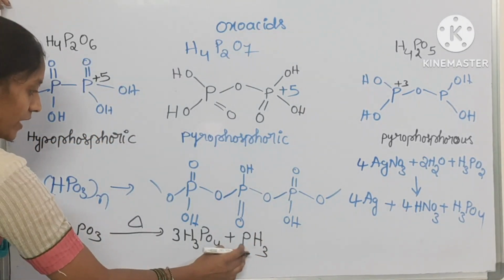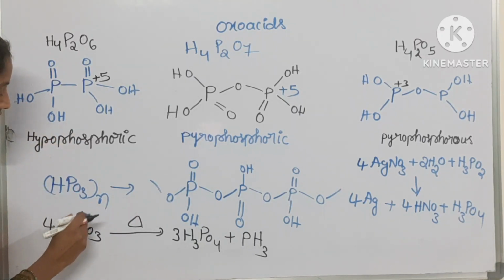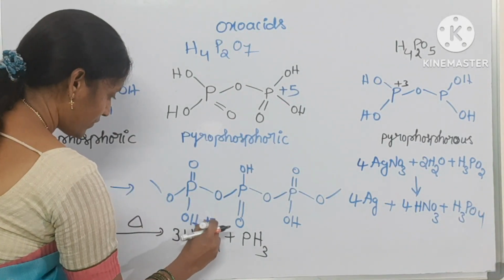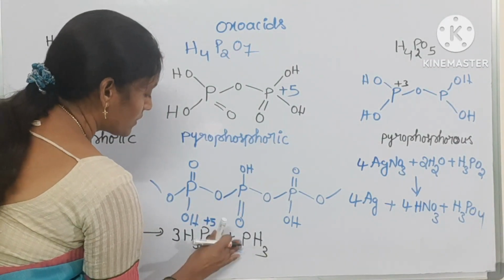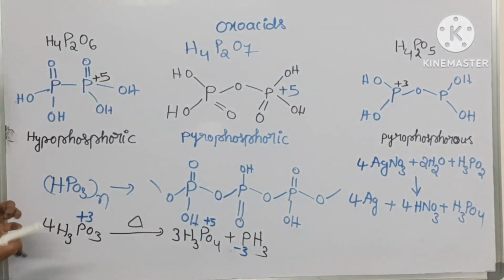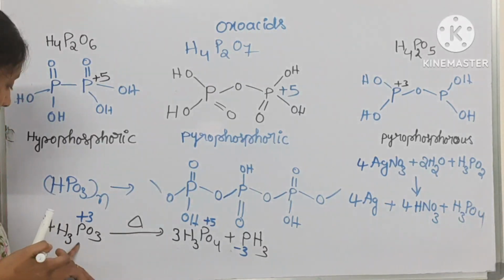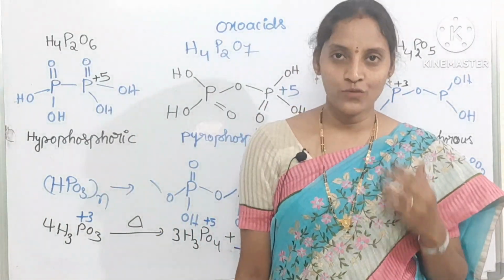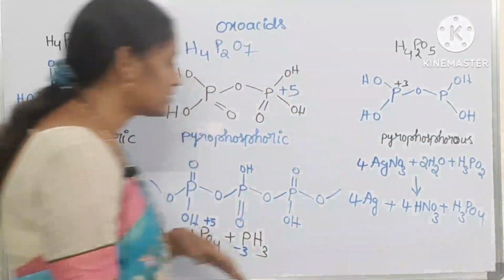See, phosphine will form. If you calculate oxidation numbers here, in H3PO3, phosphorus is in the +3 oxidation state. In H3PO4, +5 oxidation state for phosphorus. In PH3 it will have -3 oxidation state. That means in the same chemical reaction, phosphorus is oxidized in one product, and in the same way in another product phosphorus is reduced. That means if any atom is involved in reduction and oxidation at a time, that becomes a disproportionation reaction.